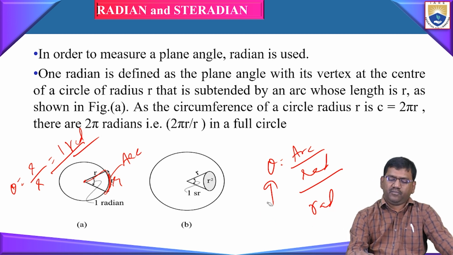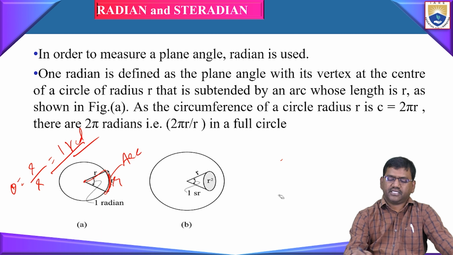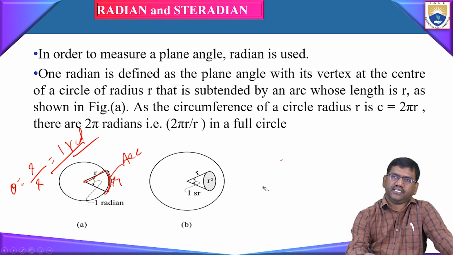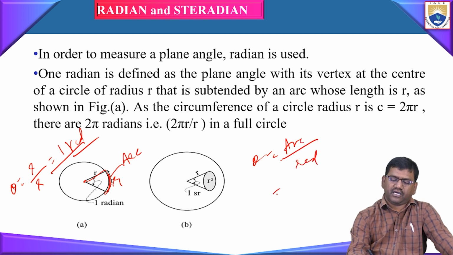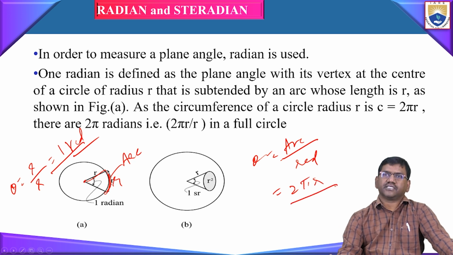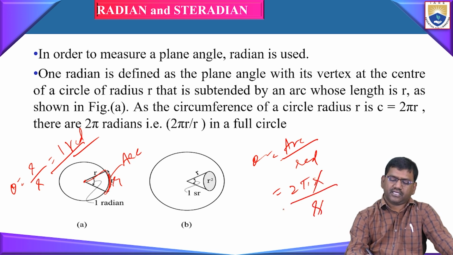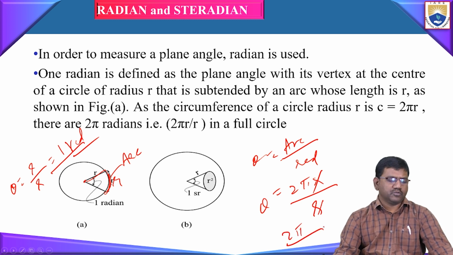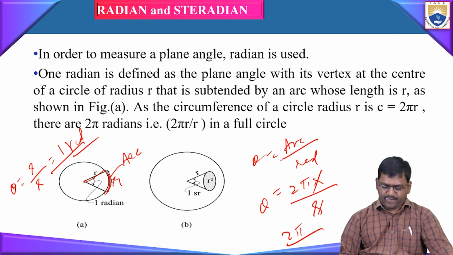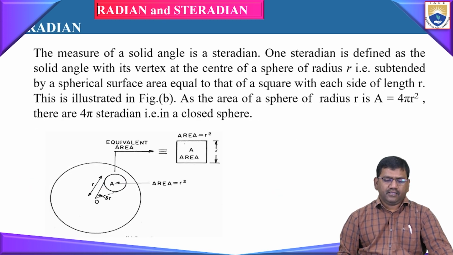Now, how many radians are there in a complete circle? Theta is equal to arc by radius. The arc length is the total circumference of the circle, 2 pi r, and the r cancels with the radius. So theta is equal to 2 pi radians.